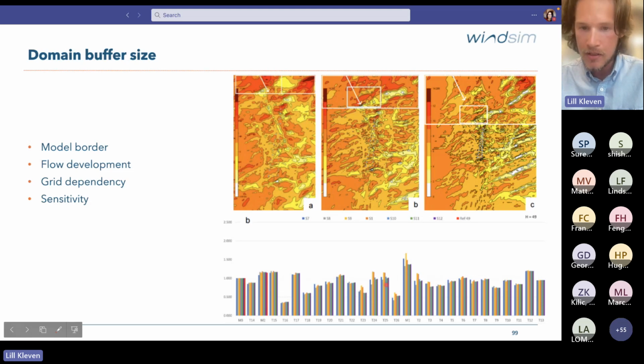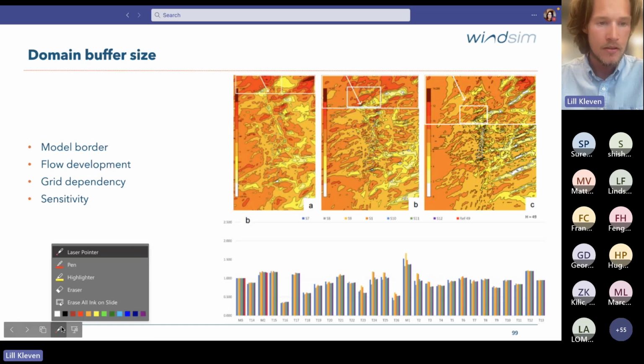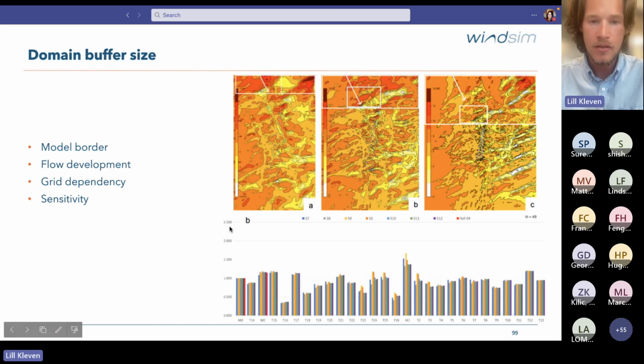And as you can see, in general, for all the positions, the trend shows that there are not very big differences when we move from 20 to 30 kilometer buffer. So I argued that there was some sort of grid independency when we reached about a 20 kilometer buffer zone. So the domain buffer size in my case was sensitive.